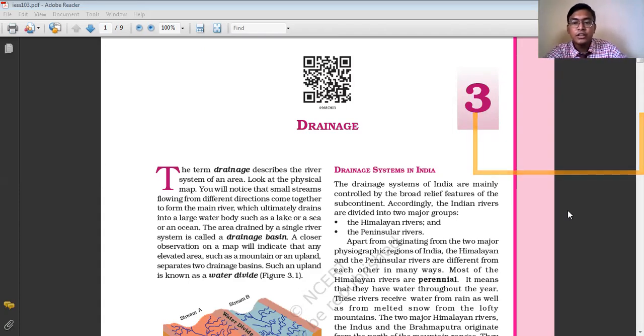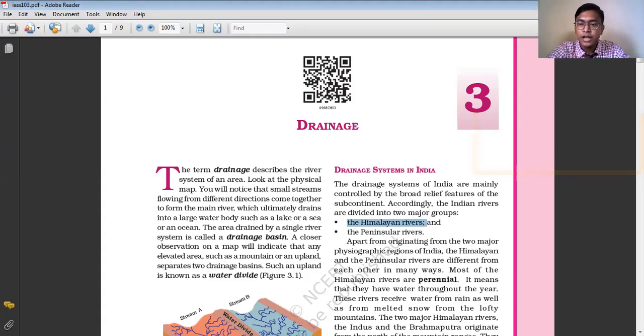On the basis of the relief features, as India is a country of varied landforms, different types of relief features can be found in our country. On the basis of these different characteristics of the landforms, the Indian drainage system has mainly been divided into two types: the Himalayan rivers and the peninsular rivers, or the Himalayan drainage system and the peninsular drainage system.